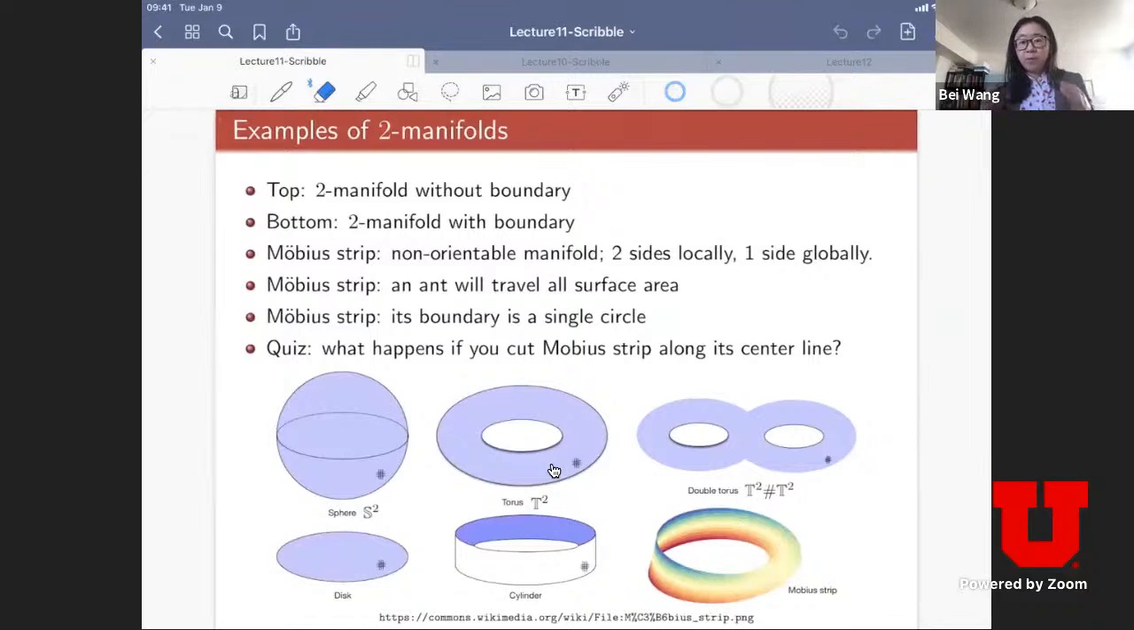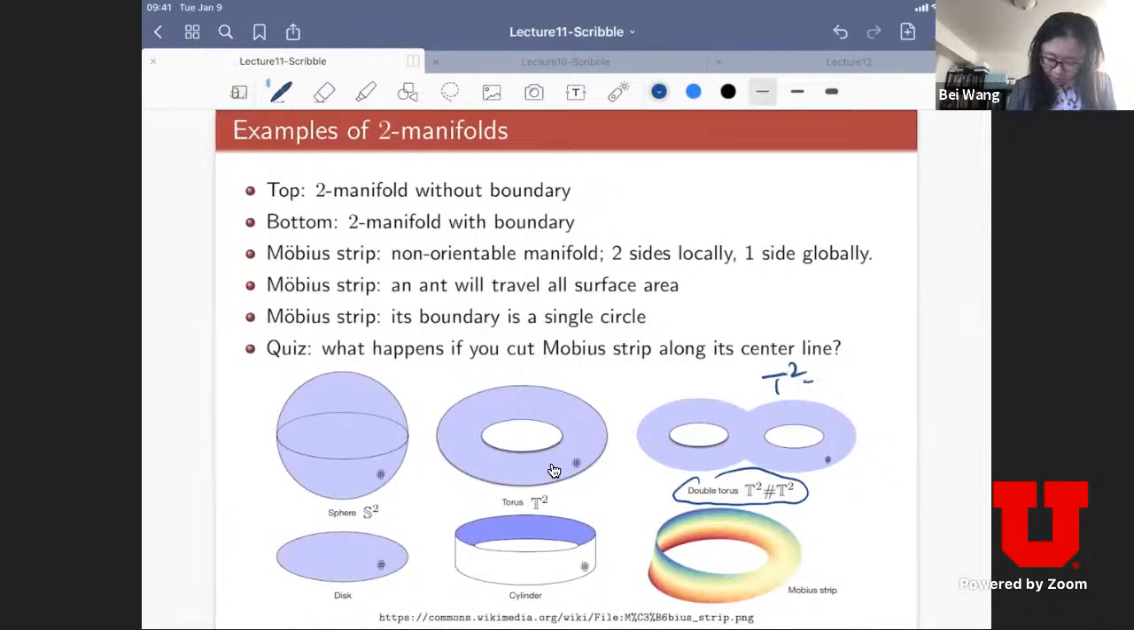For example, if I want to get a double torus, you see this sharp notation here, which means a connected sum of those two. What do I mean by that? In order to create a double torus, I take two single tori, chop them off at the boundary, and then glue the boundaries together. That's how you create a double torus.